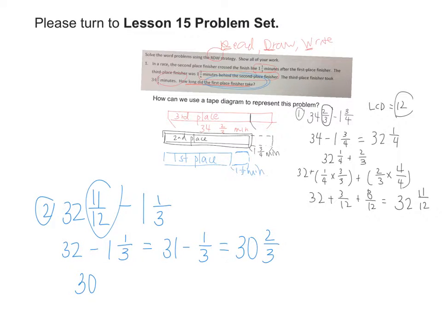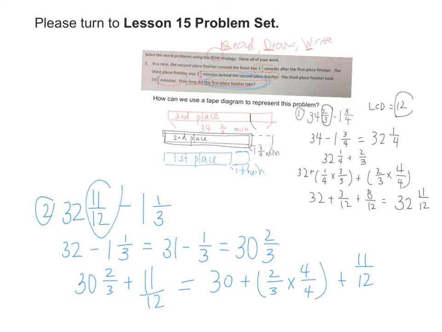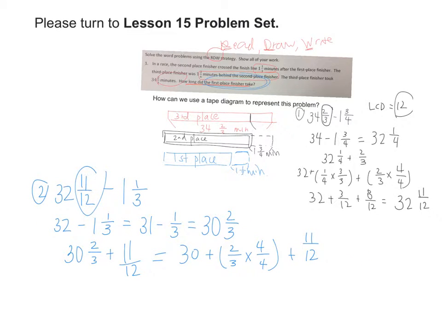11/12. Okay, so I have 30 plus 2/3 plus 11/12. What's my LCD now? Good, so I have 30 plus 2/3 times what version of 1? 4/4. And then do I have to multiply 11/12 by anything? Nope. Good. Okay, let me make some more room. Now, that means I have 30 plus 8/12 plus 11/12. If I have 8/12 and I add another 11/12 to it, how many 12s do I have? 19/12. So I have 30 plus 19/12.